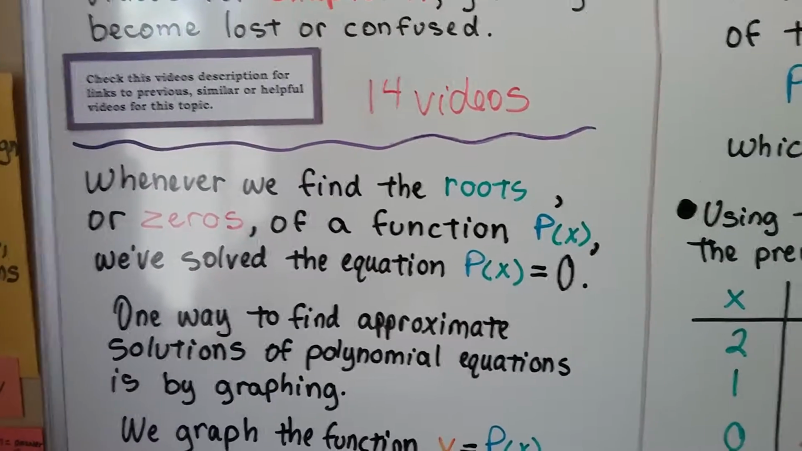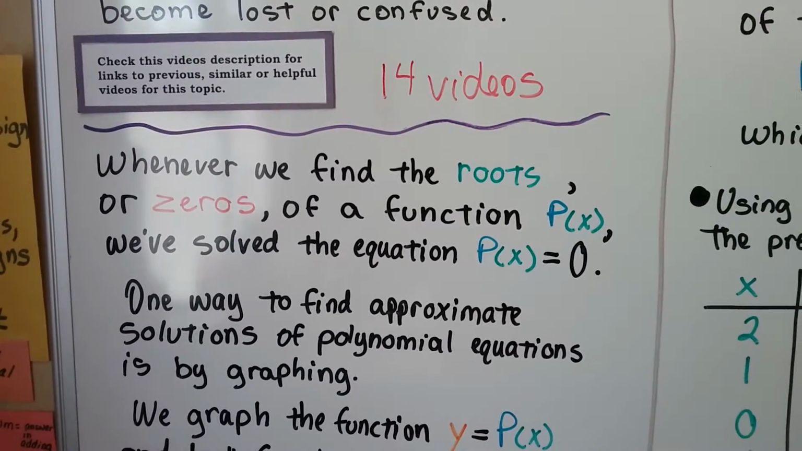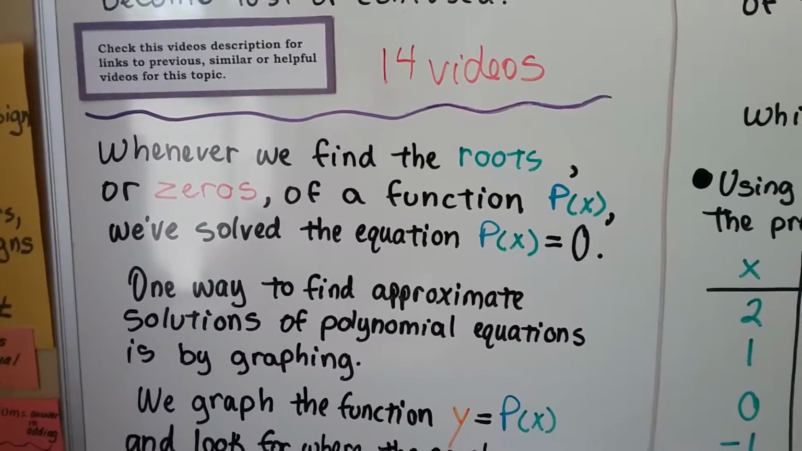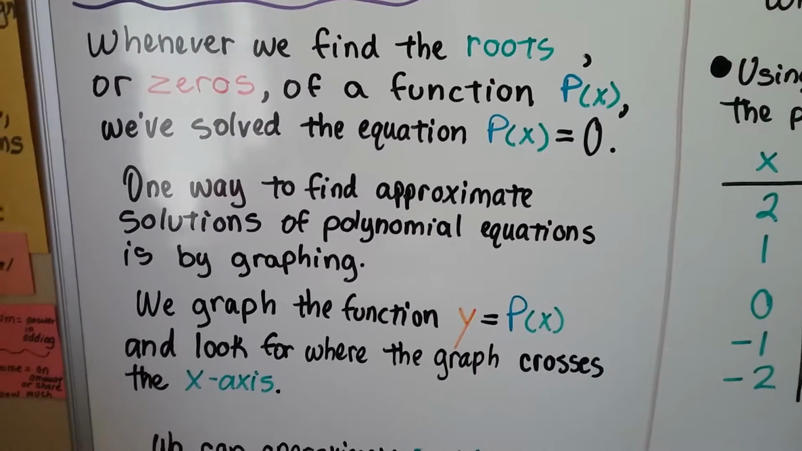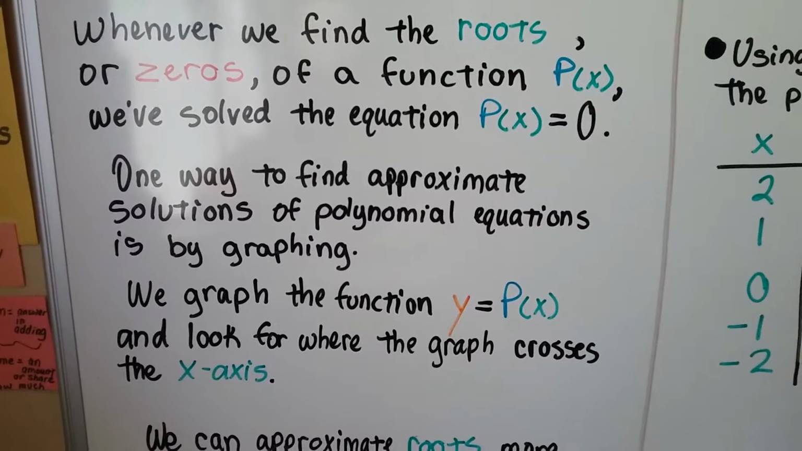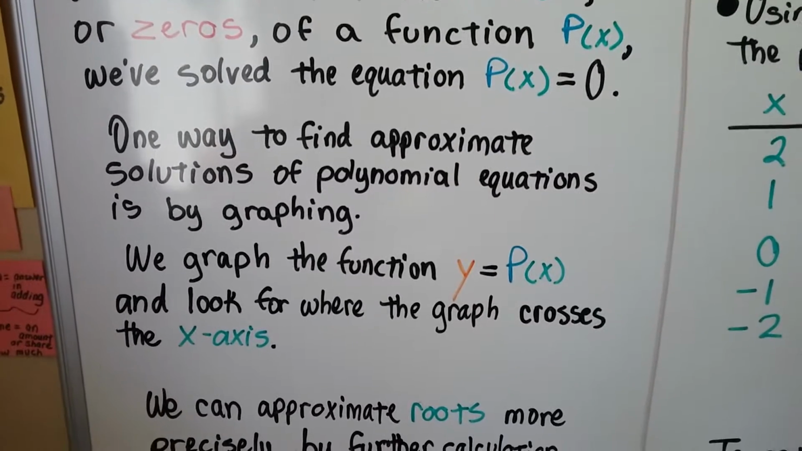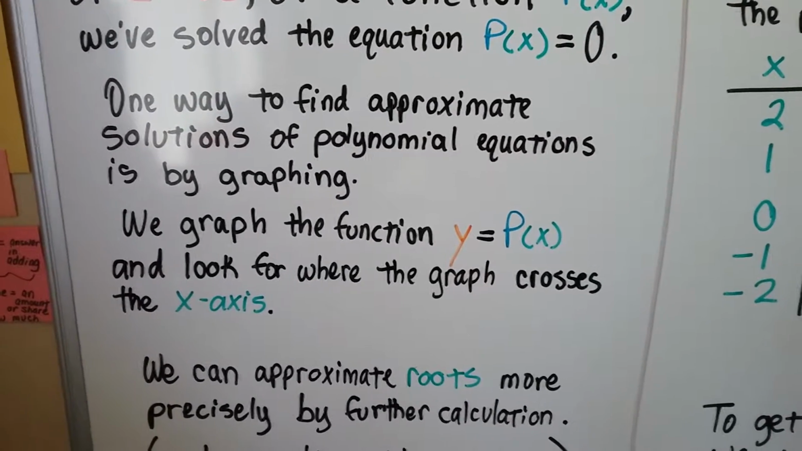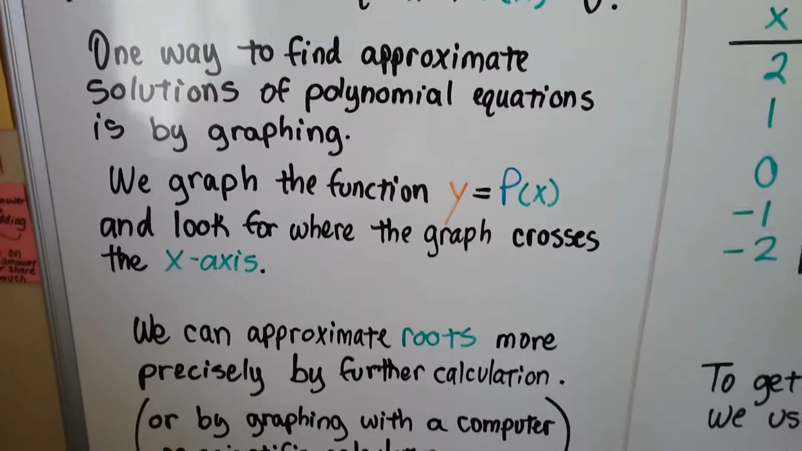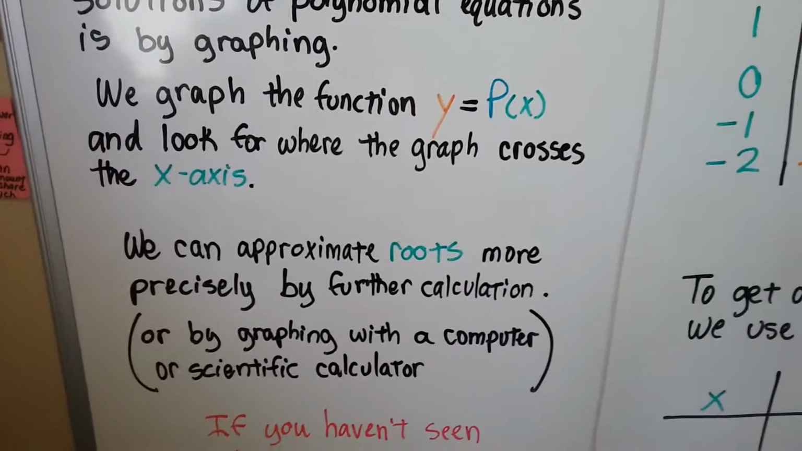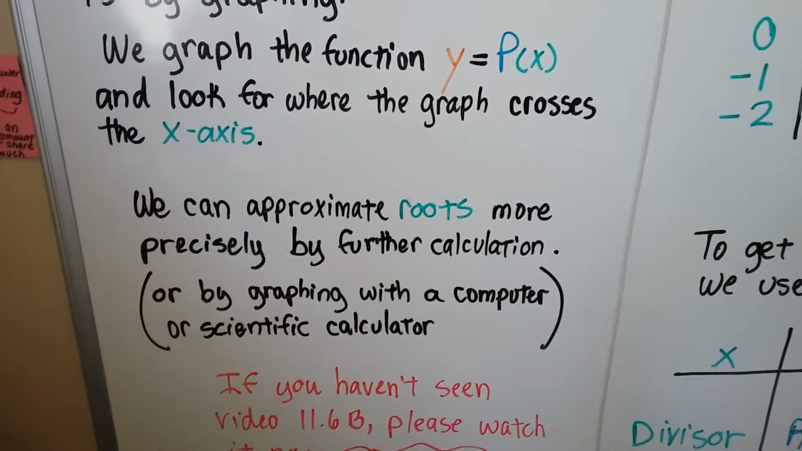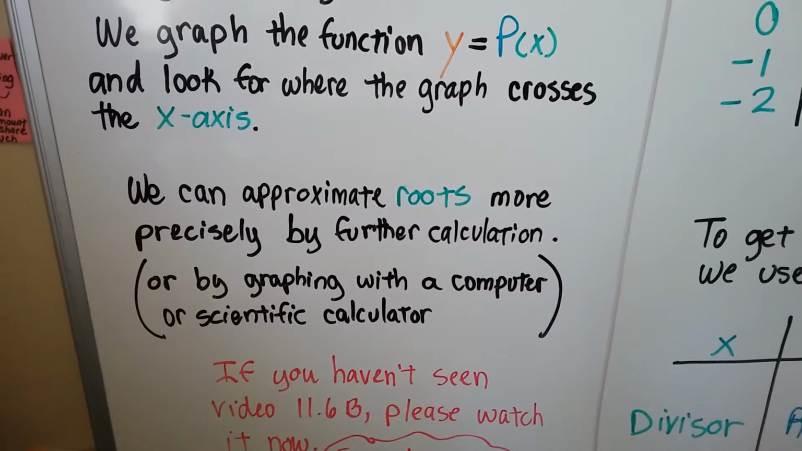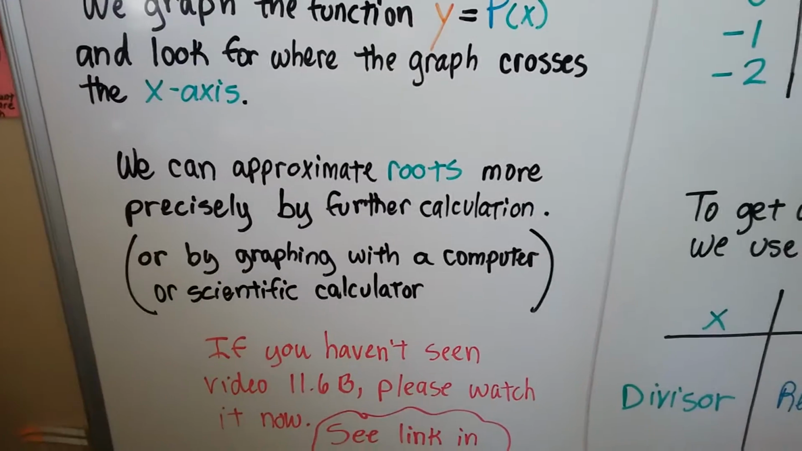Whenever we find the roots or zeros of a function p of x, we've solved the equation p of x equals 0. And one way to find approximate solutions of polynomial equations is by graphing. We graph the function y equals p of x and look for where the graph crosses the x-axis. And we can approximate roots more precisely by further calculation. So we can use a regular calculator, or we could do it by graphing with a computer or scientific calculator.